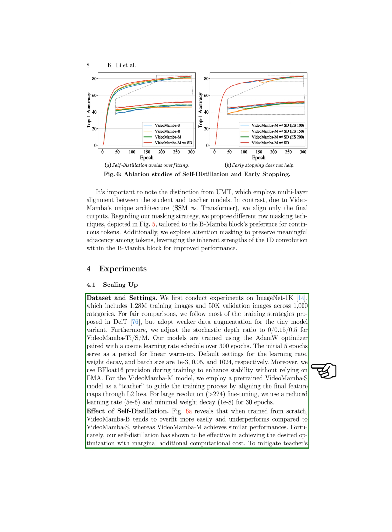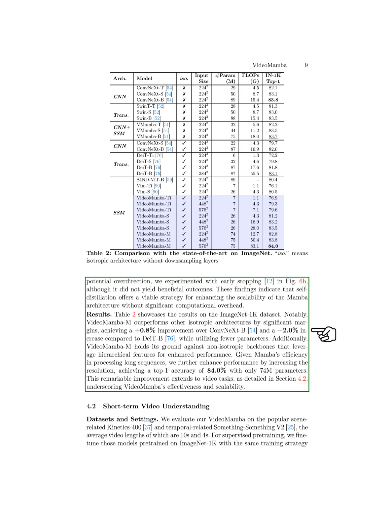Our models were trained using the AdamW optimizer with a cosine learning rate schedule over 300 epochs. We used BFloat16 precision during training and employed a pre-trained VideoMamba-S model as a teacher to guide the training process for the VideoMamba-M model. The results showed that self-distillation effectively optimized the VideoMamba architecture without significant computational overhead, outperforming other isotropic architectures on the ImageNet-1K dataset. In summary, our experiments demonstrated the effectiveness and scalability of VideoMamba, showcasing improved performance on both image and video tasks.